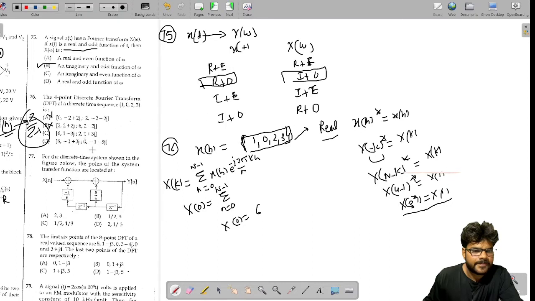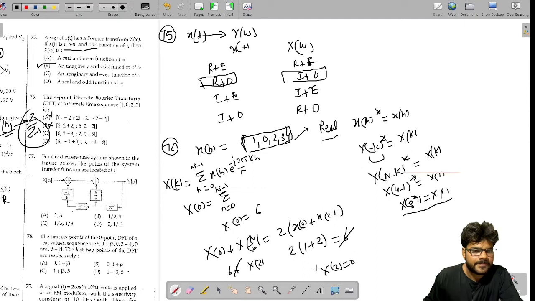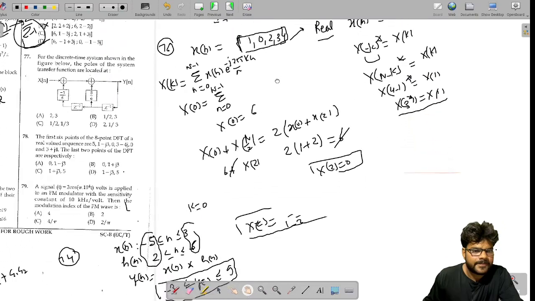So first and third elements, yes, but also we know that x of 0 plus x of n by 2 equals 2 times, so x of 0 plus x of 2. Okay, so 2 times x of 0 is 1, and x of 2 element is 0 1 2, this is 2, so 2 and this is 3, 3 2 is 6, and this is x of 0 is 6 plus x of n by 2, means x of 2, so this will be cancelled out and x of 2 will be 0. So the option x of 2 is 0 is D, so the correct option will be D. So this is how, with these properties, you can solve these questions easily.